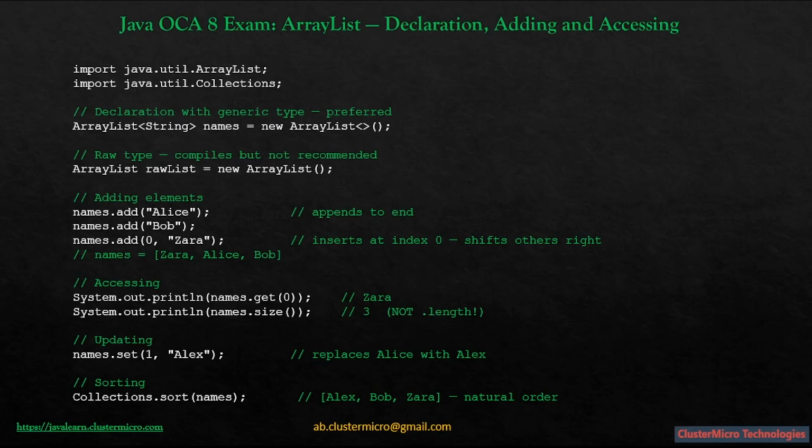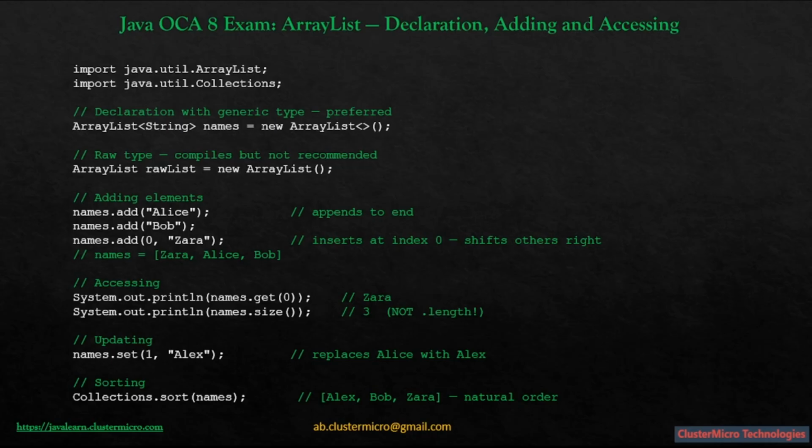And how do we access? System.out.println names.get 0 will give you Zara. Get retrieves the element at the specified index. Index 0 is Zara. Then System.out.println names.size gives 3. Size returns the number of elements currently in the list. There are 3 elements, so it returns 3. Notice it is size with parentheses, and not length with parentheses. This is one of the most reliable exam traps.